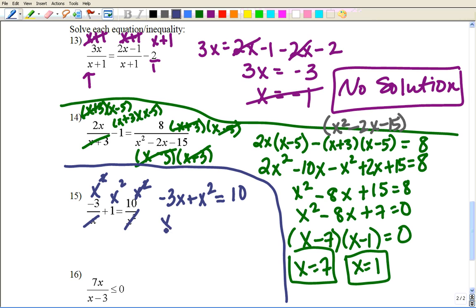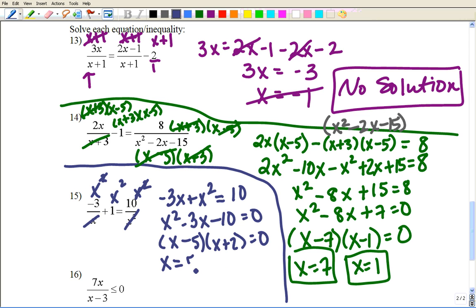So if I move everything over here, I'll get x squared minus 3x minus 10 equals 0. And this factors. So I'll have x minus 5 and x plus 2. So then my solutions are 5 and -2. And remember that if I were to go back and look at these, so I have a 5 and a -2, if I plugged in either one, it would not be where it's undefined, so both of these are answers.